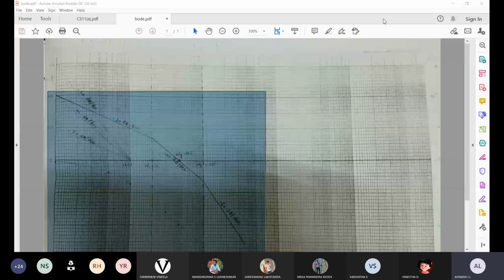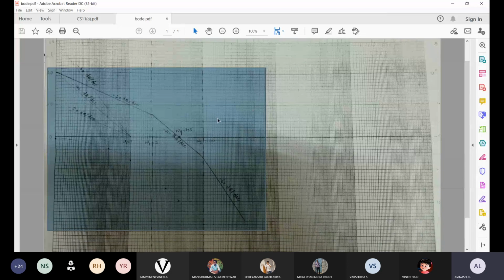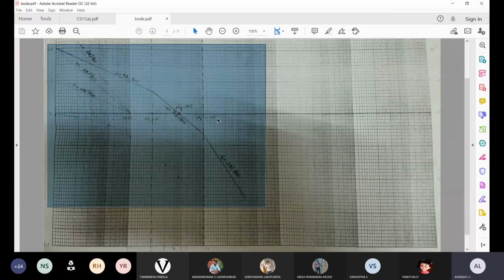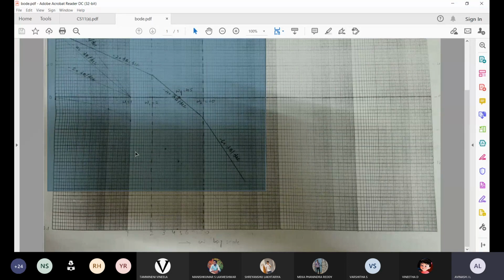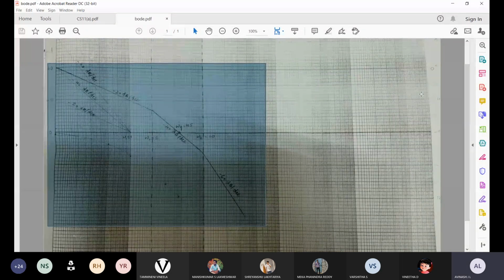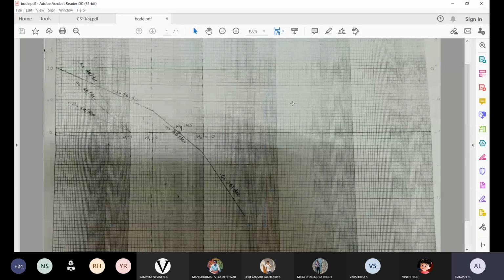See, we need to plot another curve. There is a phase curve. We need to draw it. The phase curve is also similar to this. We will mark one particular line as 180 degrees. I'll rescan this and I'll show you in the next class how to plot the phase plot.